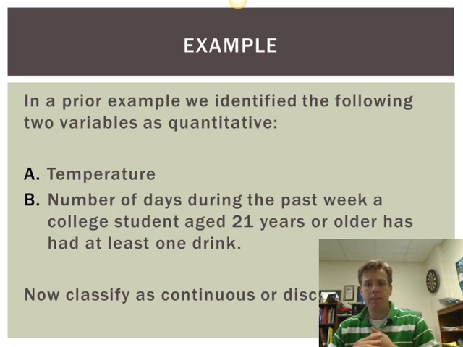So in the prior example, we identified the following two variables as quantitative: temperature, and the number of days during the past week a college student age 21 years or older has had at least one drink. Now classify these as continuous or discrete.